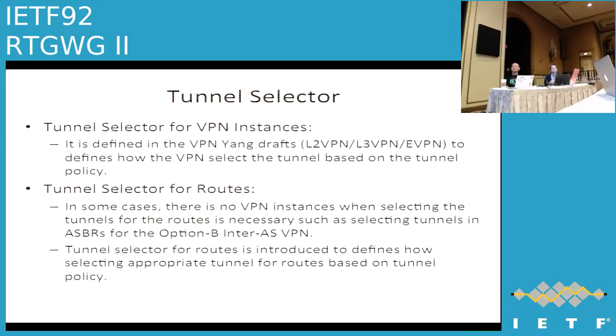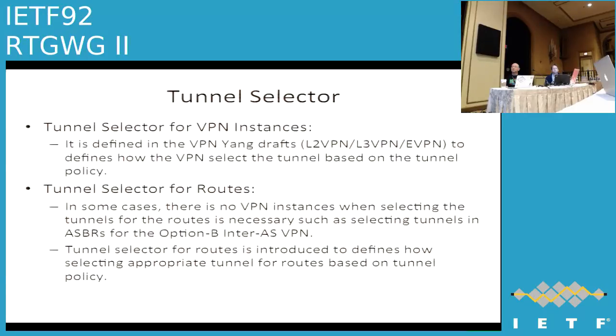I think this can be referred to in the L2 VPN, L3 VPN, or EVPN YANG models. In these models, it can be defined for a specific VPN instance what tunnel policy can be used. Based on the tunnel selector, the route of the VPN can select the tunnel for the route in the VPN instance. This is not in the scope of this draft. Another case is the tunnel selector for the routes, because in some cases of the VPN there's no VPN instance.